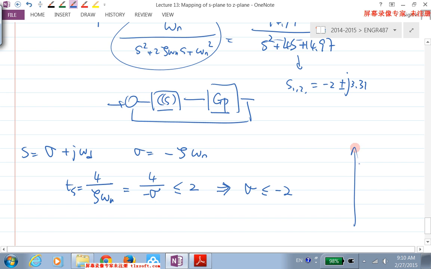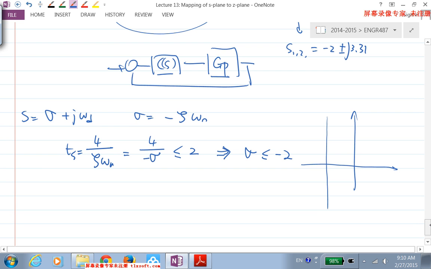So, what does that actually mean? If your settling time is less than 2 seconds, and the question asked is, if you just look at the settling time, nothing else, can you sketch or indicate the region in the S-plane that satisfies this settling time requirement? You know what I'm saying?